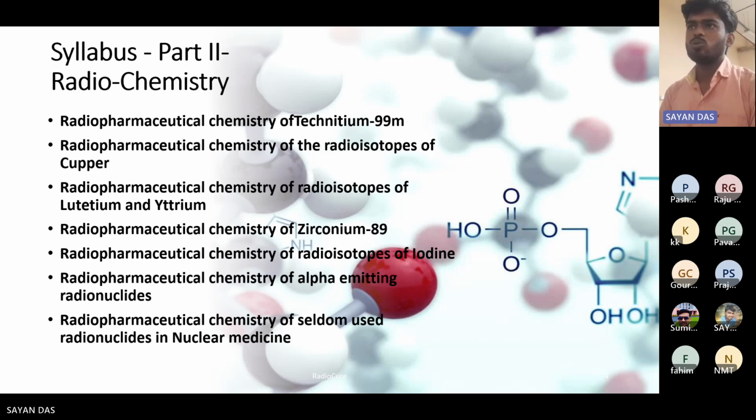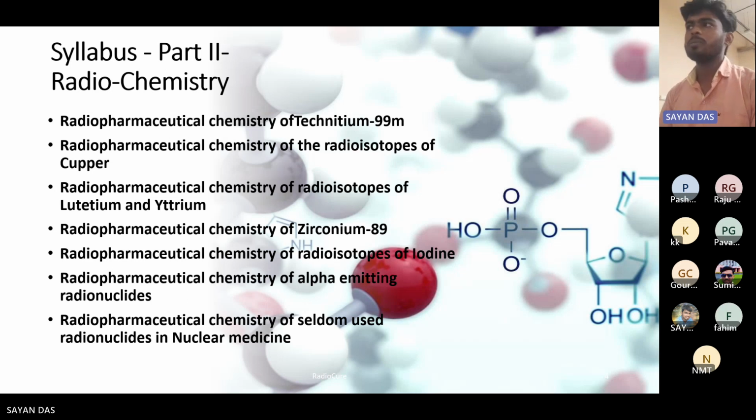And then we'll go to the copper. But as per my knowledge, copper will not be of much interest for the nuclear medicine facility, because whatever copper gives us, some other radionuclides give more specifically than copper. We'll describe that when we come to that topic. But okay, we'll study the radioisotopes of copper and the radiopharmaceutical chemistry.